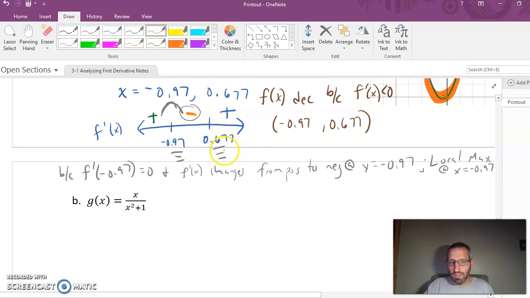The other one I'm interested in is 0.677. A negative first derivative means decreasing f of x, and a decreasing f of x to an increasing f of x means that we have a local min. So I'm going to write that first actually. Local min at 0.677.